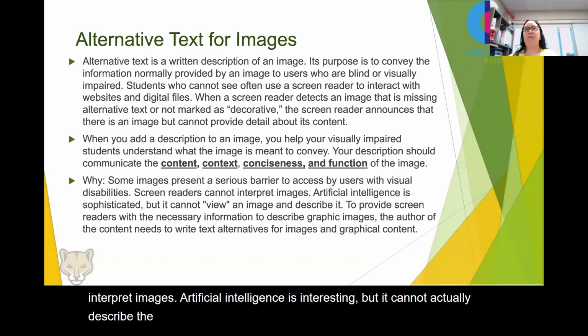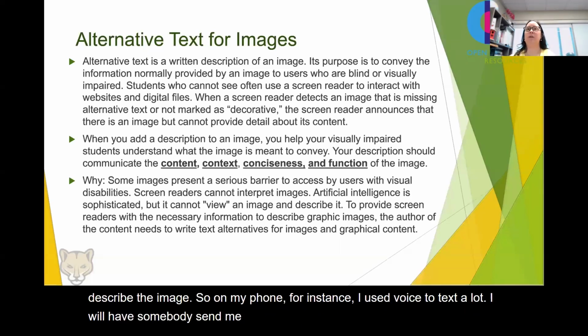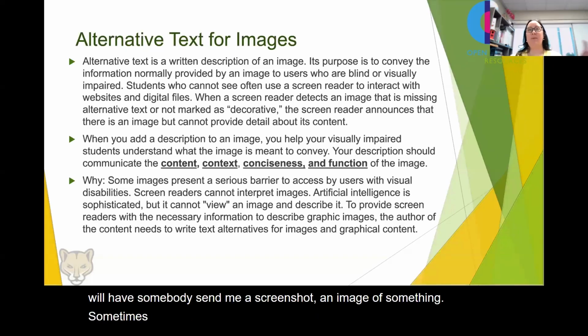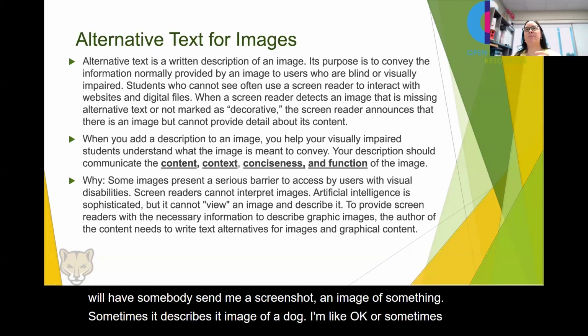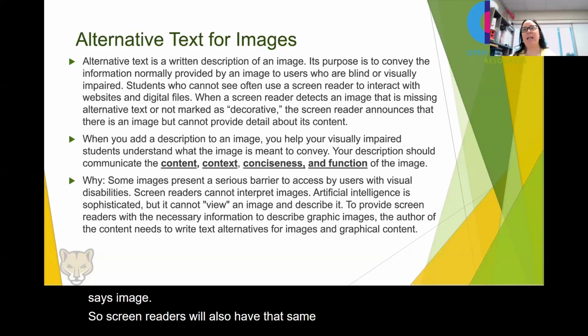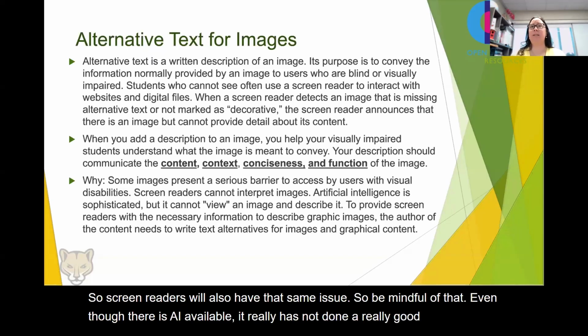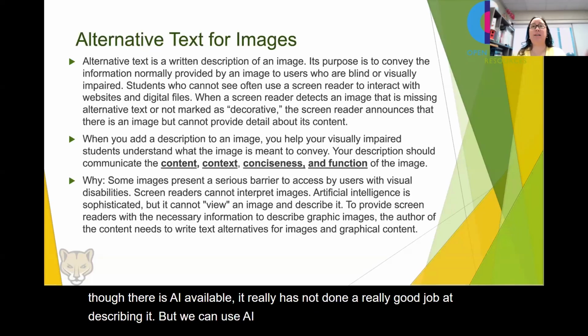On my phone, for instance, I use voice to text a lot. When somebody sends me a screenshot or an image of something, sometimes it describes it, like image of a dog, and I'm like, oh, okay. Or sometimes it just says image. Screen readers will have that same issue, so be mindful of that. Even though there is AI available, it really has not done a good job at describing images, but we can use AI to help us create alt text if we need to.